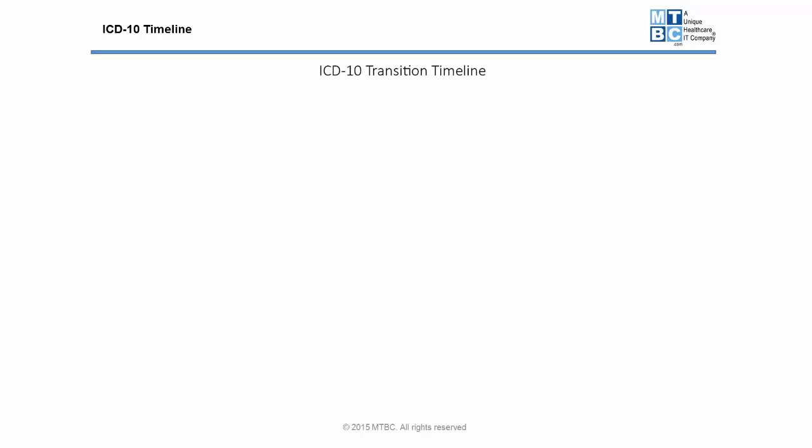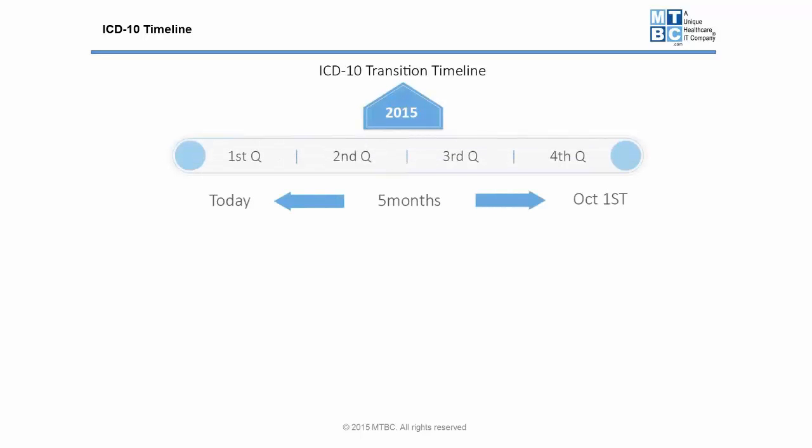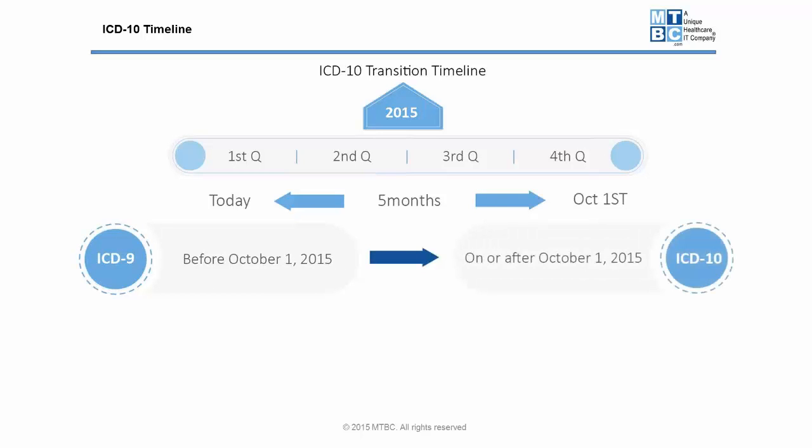So here's the hot news. ICD-10 is just less than 5 months away. The question that I want to ask over here is, are you ready for the big change? This slide shows the 4 quarters of the calendar year 2015. We are currently in the 2nd quarter of this year, and the go-live date for ICD-10 is October 1st, 2015, which is the first day of the 4th quarter. That is less than 5 months away, folks.